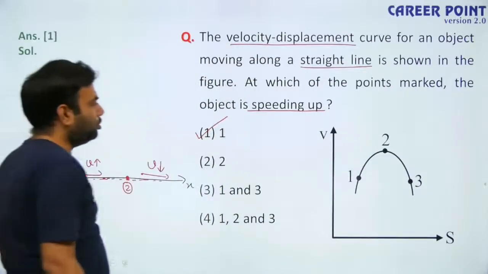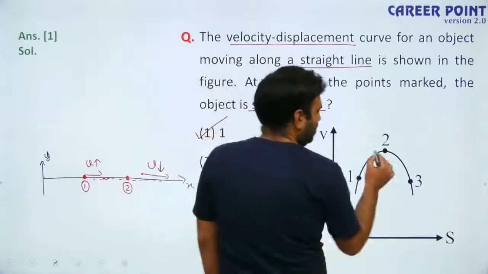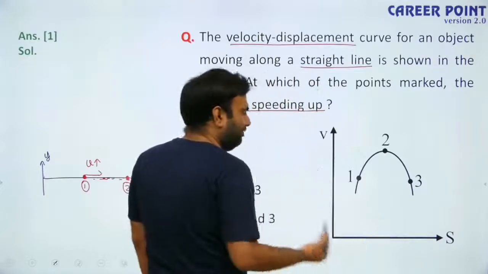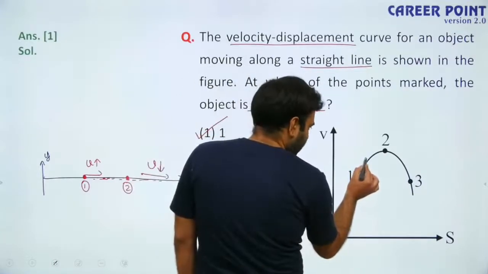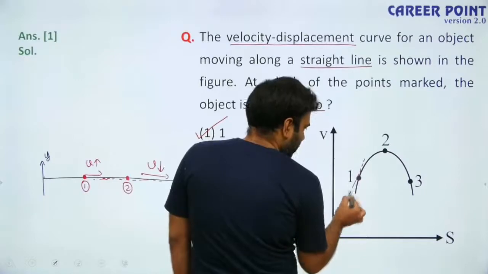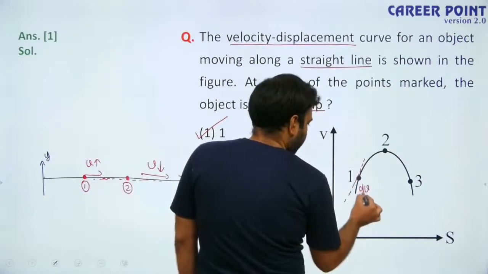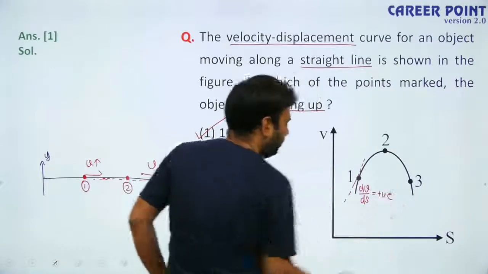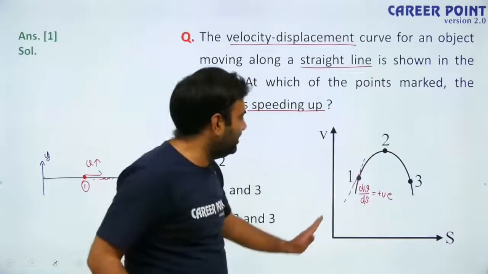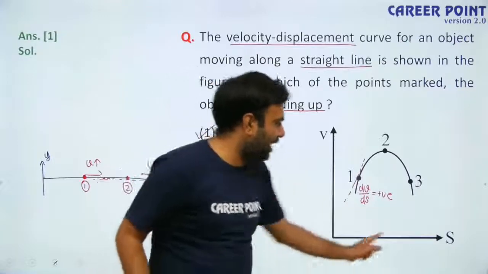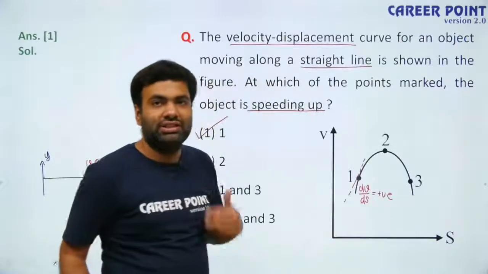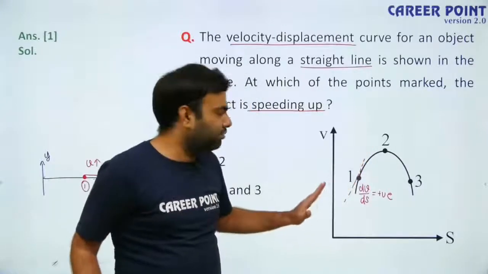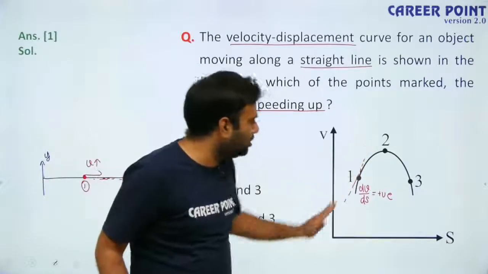And also you can solve this question by a mathematical method: the slope of the V-s curve will be dV by ds. If I take the slope at this point, dV by ds is positive, because the angle made by this line from the axis in the anticlockwise direction is less than 90 degrees. So tan theta is positive because theta is less than 90 degrees. That means the slope is positive.